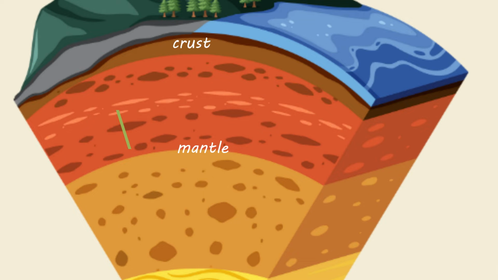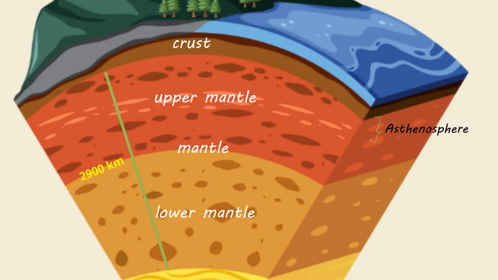Beneath the crust lies the mantle, stretching about 2,900 kilometers deep. It is divided into upper and lower mantle. The upper mantle is also known as asthenosphere, and lower mantle is also known as mesospheric mantle. The upper mantle, along with the crust, forms the lithosphere, the tectonic plates that shape our world's geography. The total thickness of the crust and the upper mantle, which is also known as lithosphere, is about 250 kilometers.